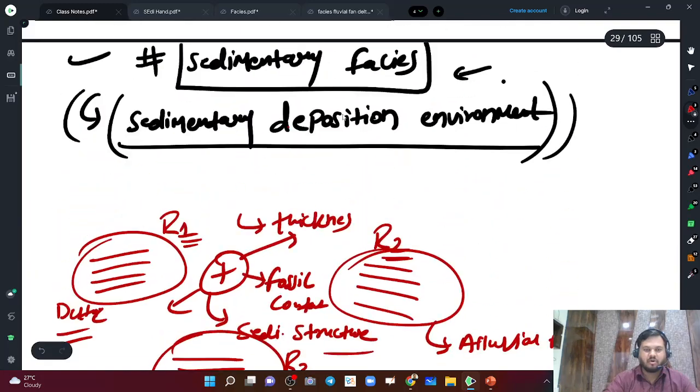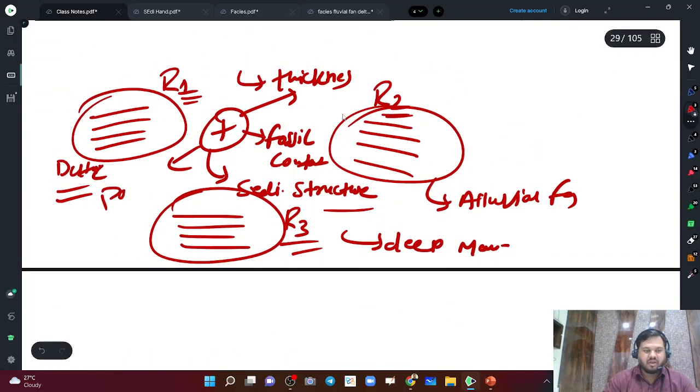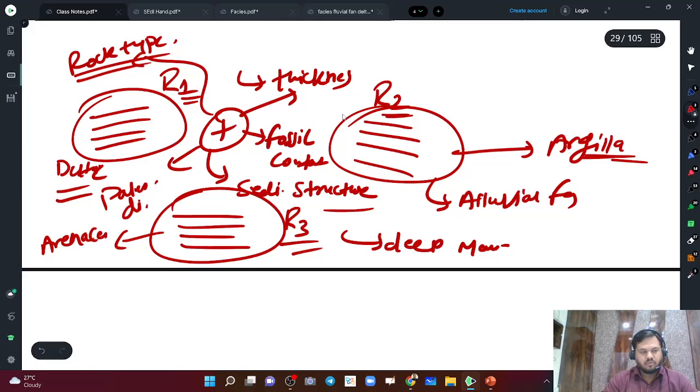So Shelley talks about, right? One is thickness, fossil content, sedimentary structure, paleocurrent directions, and one is rock type, the most important, right? These could be maybe argillaceous rock, dominant mostly. These could be maybe arenaceous rock. You understand now what is argillaceous, what is arenaceous?